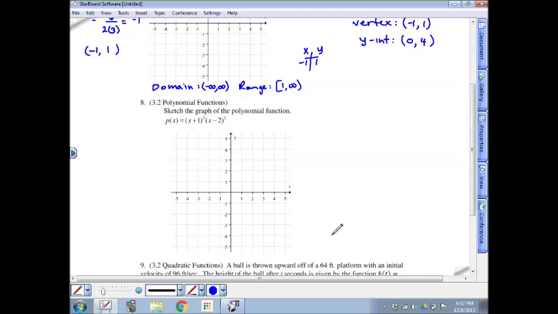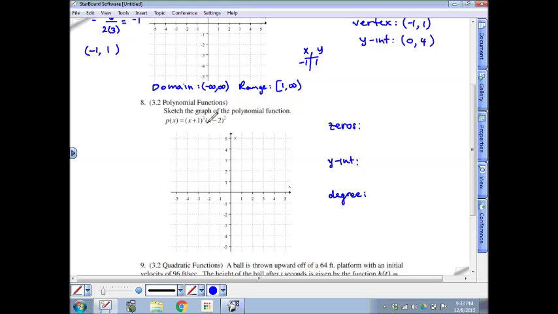Okay, question 8, polynomial function. There were a few steps here. If you look back through your notes for 3.2, the way I always did it when I was showing you problems like this is to find the zeros, and then the y-intercept, and then figure out the degree, because the degree can help you with the end behavior.